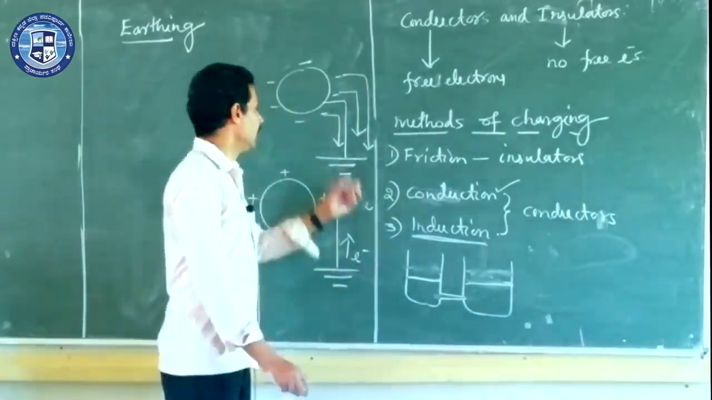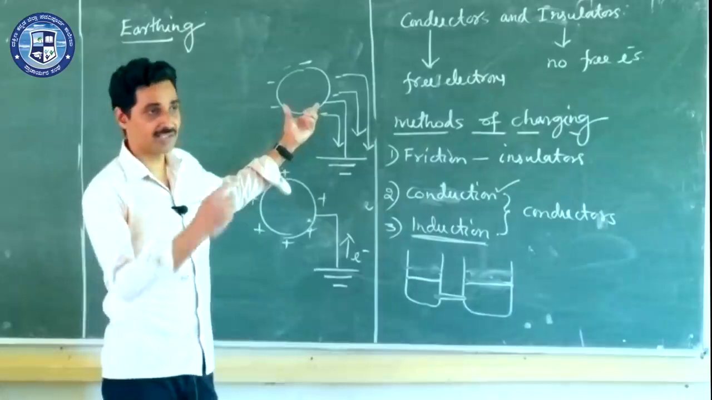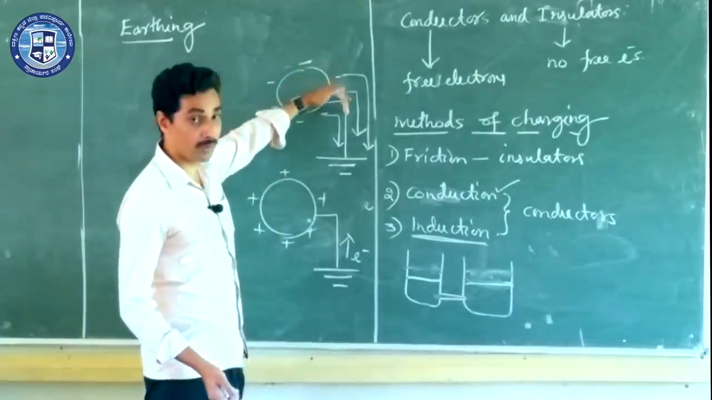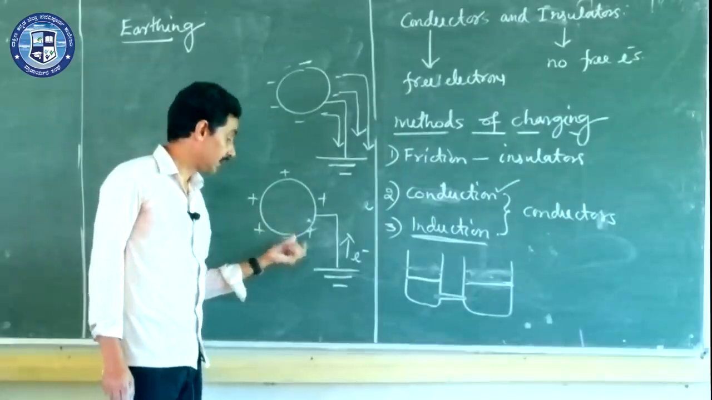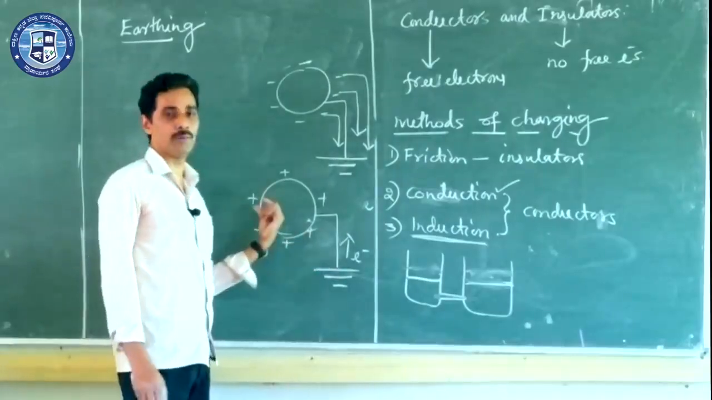Second point, when a negatively charged body is connected to the Earth, charges will flow from the body to the Earth, and when a positively charged body is connected to the Earth, electrons flow from Earth to the body.